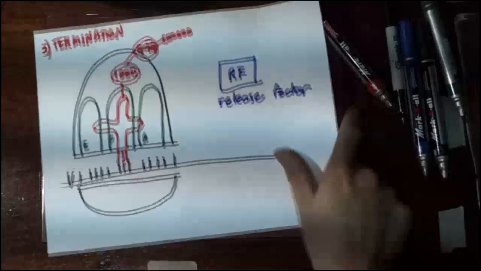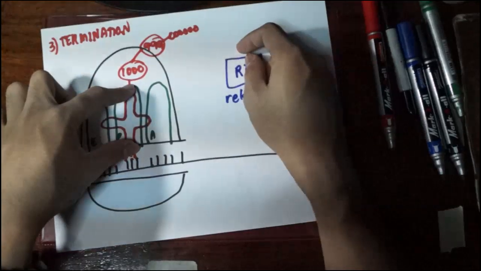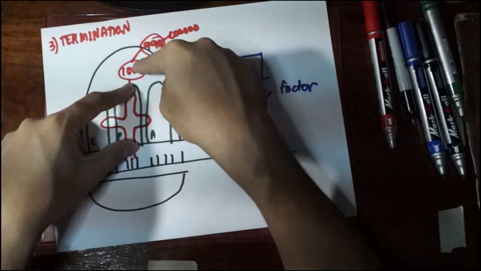So we now go to termination. Again, I want to review you guys. So for example, this is the 1,000th tRNA. There should be the 1,001st to go here, and then which will bond to the 1,000th amino acid.